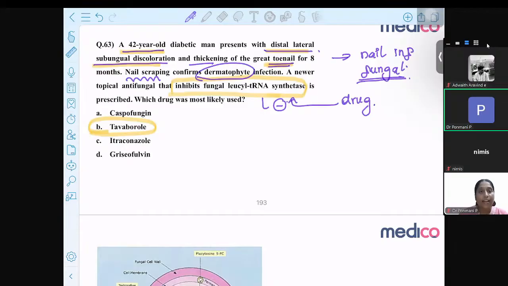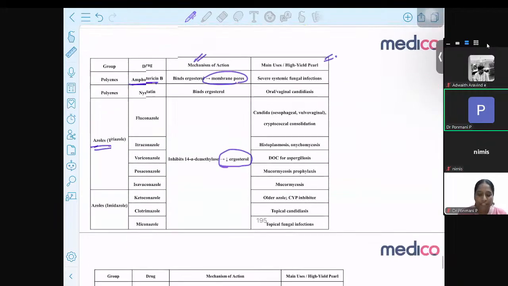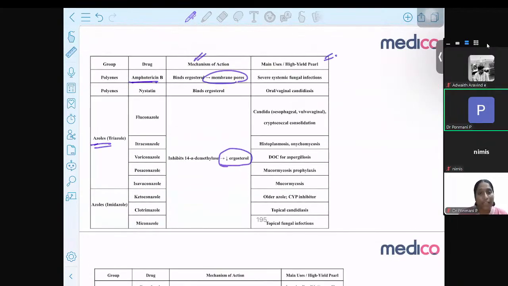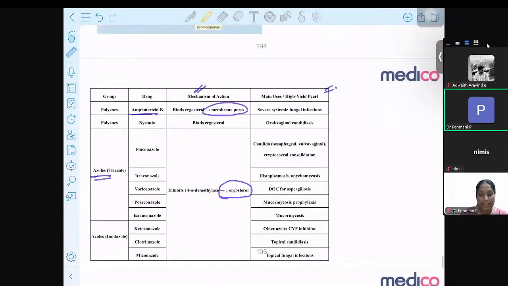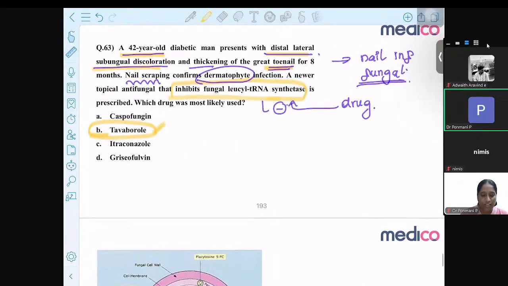So, as I said, I am giving you tables for a few important things. The same way I'm giving it for antifungals also. You need to remember the mechanism of action of the antifungal drug and which drug is the drug of choice for what condition. Under that, you have the drug tavaborole. This inhibits the leucine tRNA synthase and it is specifically used for topical onychomycosis. So tavaborole inhibits leucine tRNA synthase and hence that is the answer, which is option B.